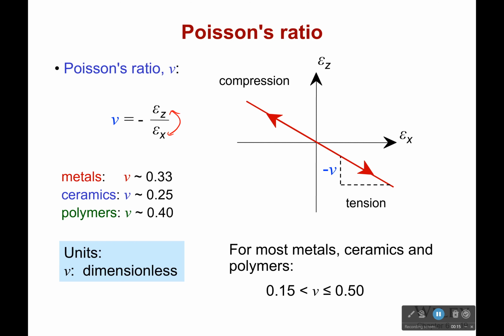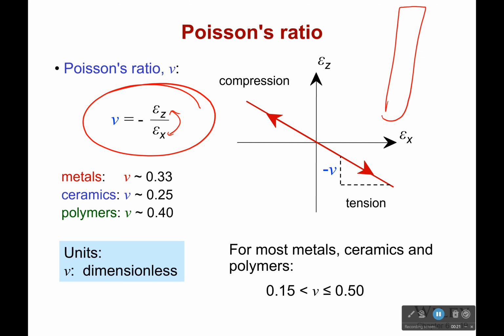The big thing to remember is that Poisson's ratio is simply telling us that our strains are connected. If something gets longer, it's going to get thinner. If something gets shorter, it is going to get fatter, because the material has to go somewhere. And that's going to be connected.